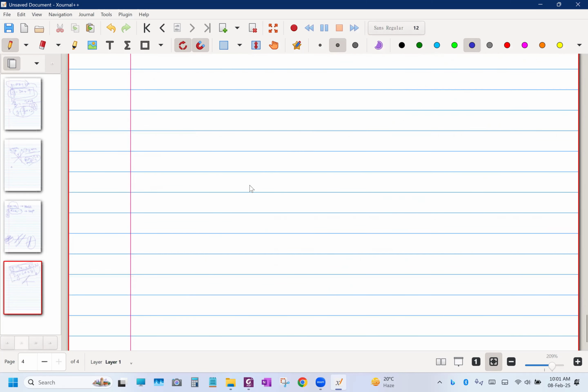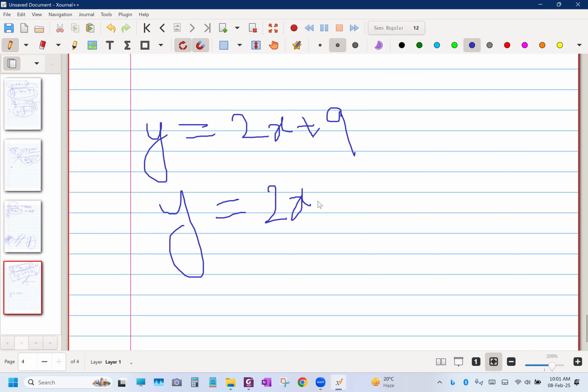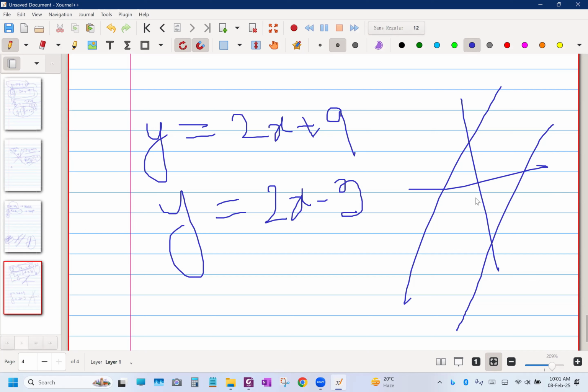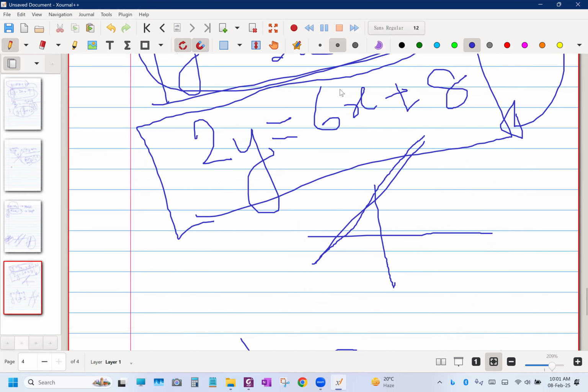And the case when they are parallel but not overlapping, the scenario will look like y equals 2x plus 9 and y equals 2x minus 3. For example, they are parallel, but they are not overlapping because they have the same slope, but their y-intercept is different. That makes sense.